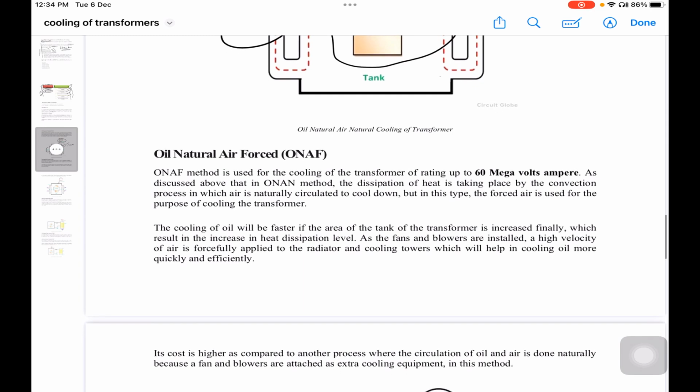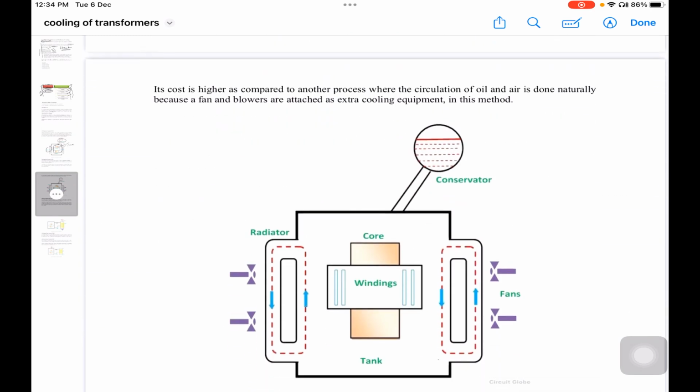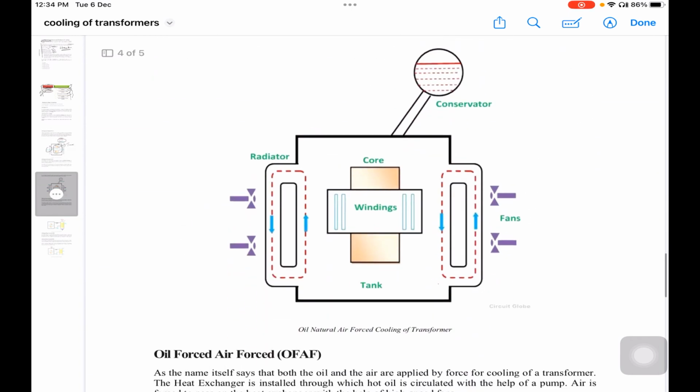Next one is oil natural, air forced. Here the only change is that everything remains the same as in the above technique, but here the oil immersion is natural, while the air is forced from outside by external fans in order to cool it more effectively than the previous technique.